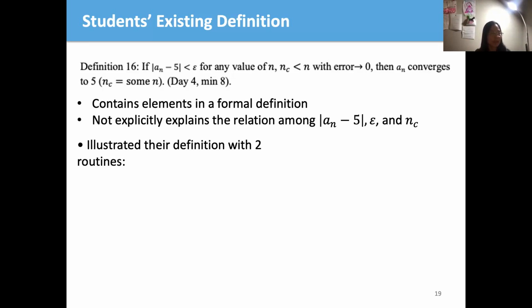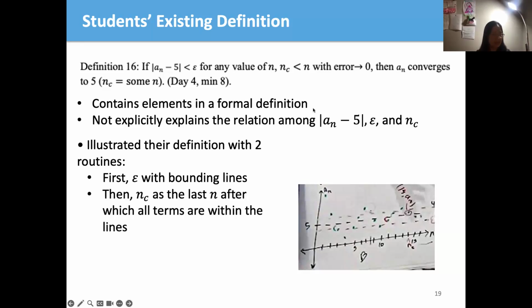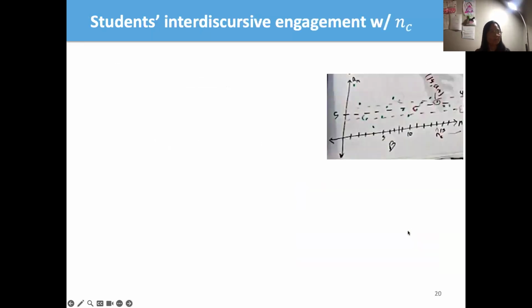And when they were asked to illustrate their definition on multiple graphs, example graphs and non-example graphs, they were doing the same routine, and two steps were identified. First, they drew epsilon first with the 2 bounding lines. And then they identified n sub c as the last n after which all terms are within those 2 lines. And their interdiscursive engagement started with how they chose n sub c.